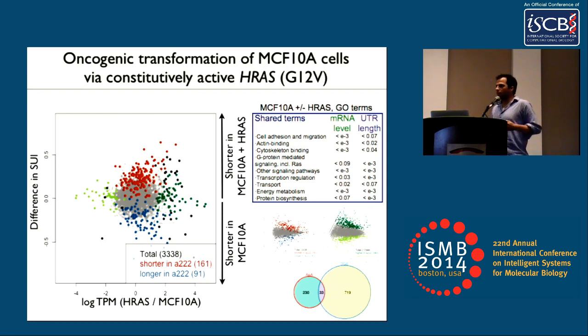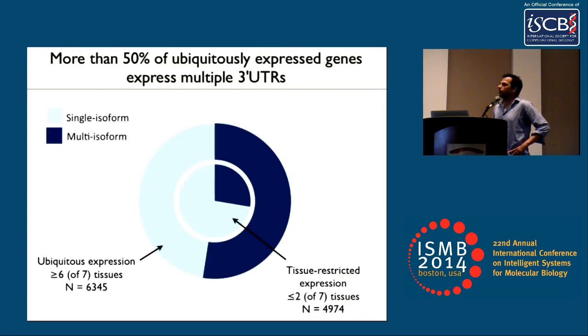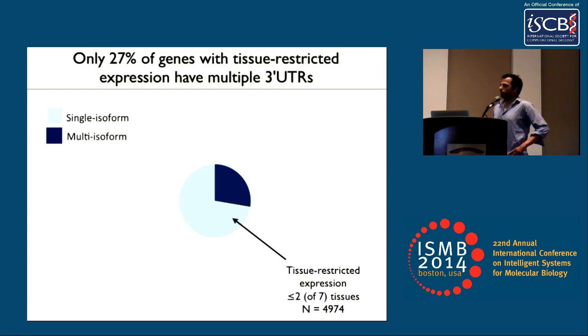We want to look at what's happening in normal RNA tissue. So I said we have RNA from 7 different primary tissues. And then when you look at the distribution of genes that only have one UTR, or genes that have multiple UTRs, in the subclass of genes that exhibit tissue-restricted expression. So I'm looking at genes that are only expressed in 1 or 2 tissues in the 7 that we have. You see that the large majority of these genes are single isoform genes, where 27% of them are multi-isoform genes.